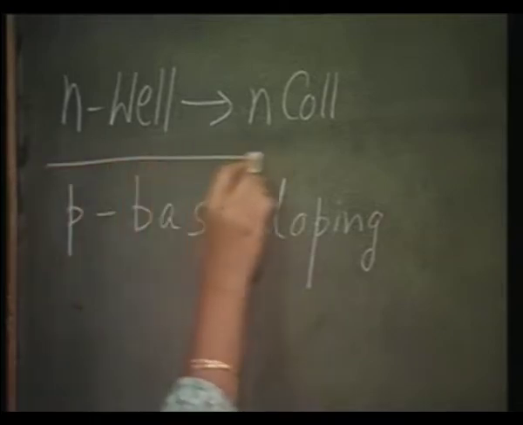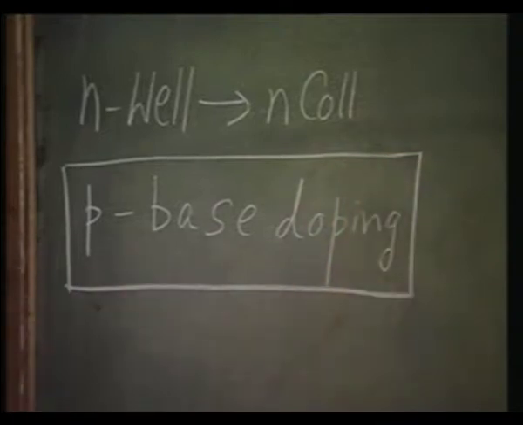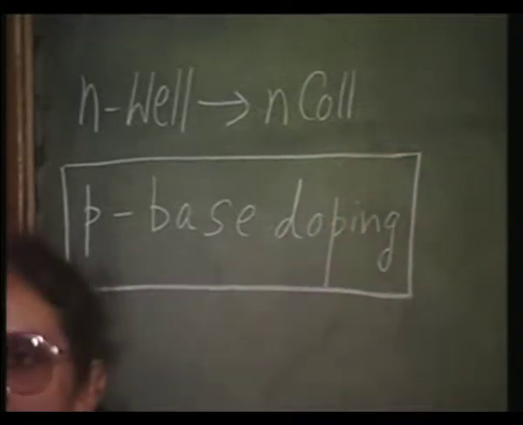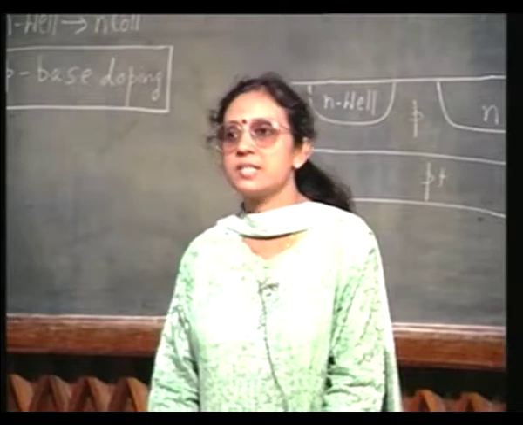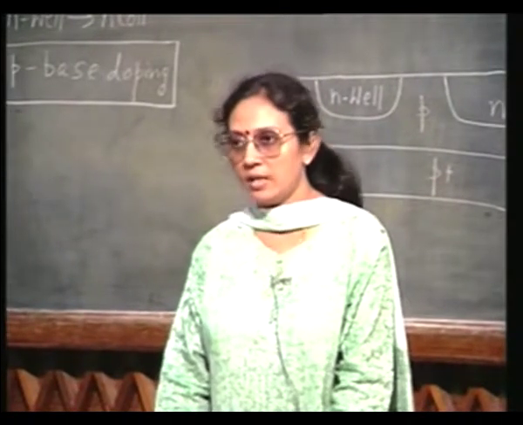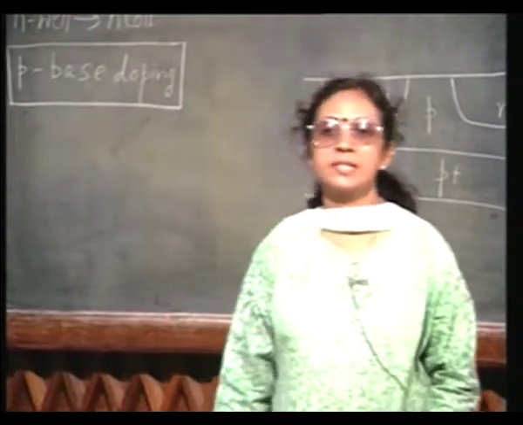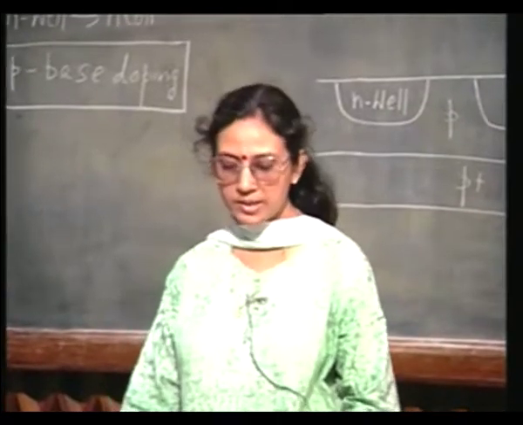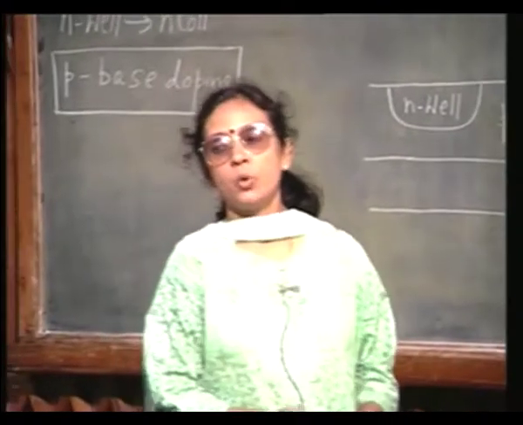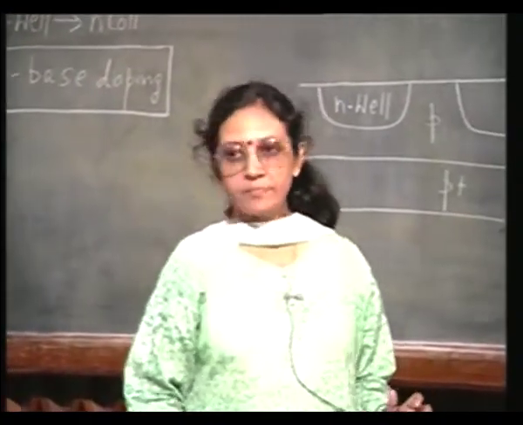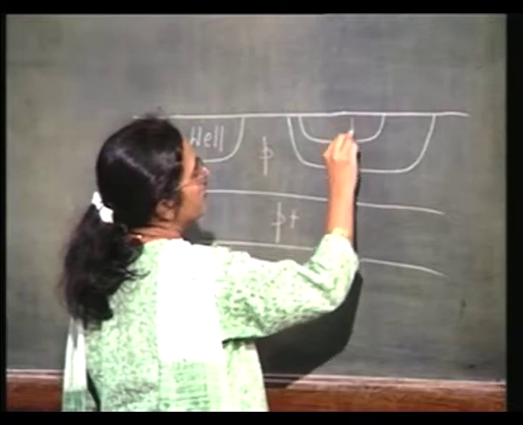I am going to put it in a box just to signify that this is an extra step. This P base doping is needed exclusively for the bipolar junction transistor. It does not serve any purpose as far as CMOS device is concerned. I cannot merge any two steps here, right. So, I need one exclusive step for bipolar junction transistor, which is the P base doping. Okay. Now, you see, once I have the P base doping, I have the P base here.